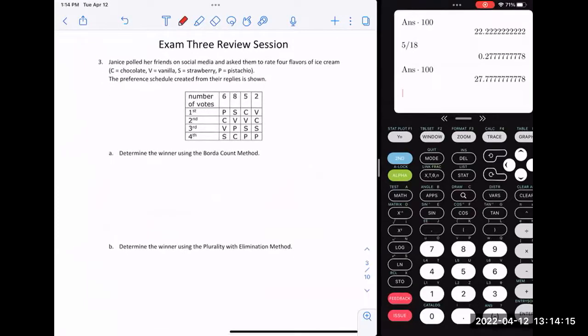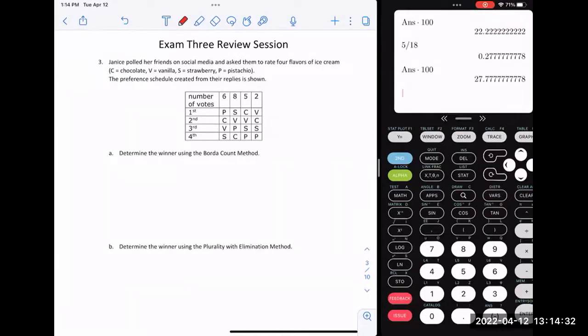Okay, this next example is getting a group of friends to poll their favorite flavors for ice cream. The choices here are chocolate, vanilla, strawberry, pistachio. So we're going to use the same example to do several different voting methods.